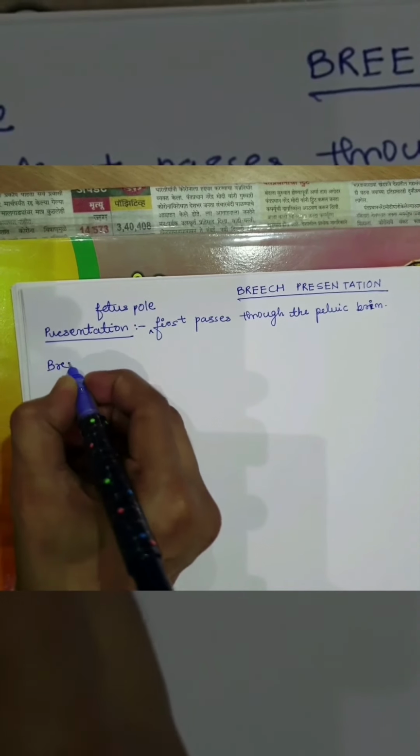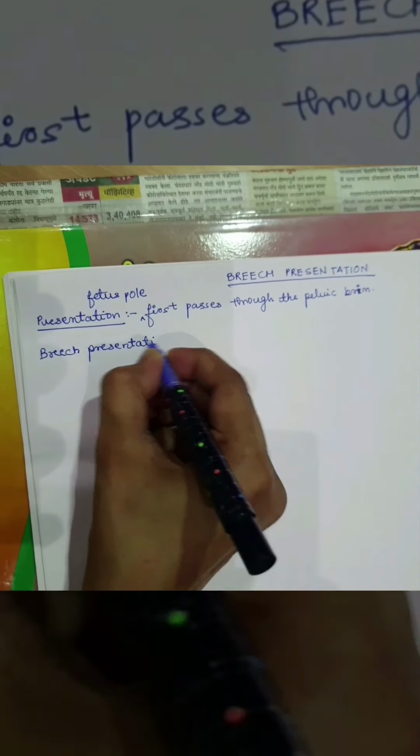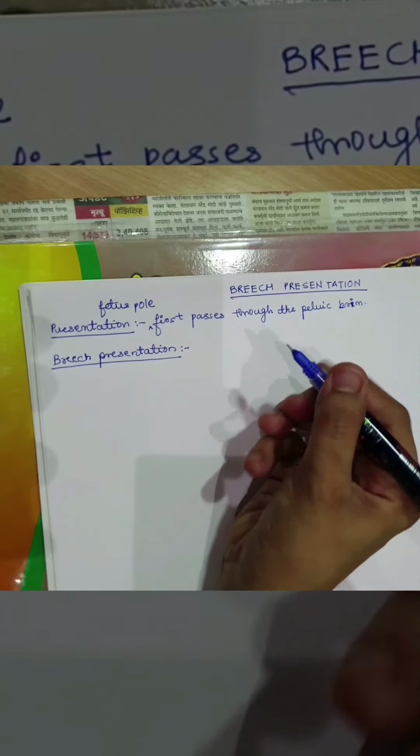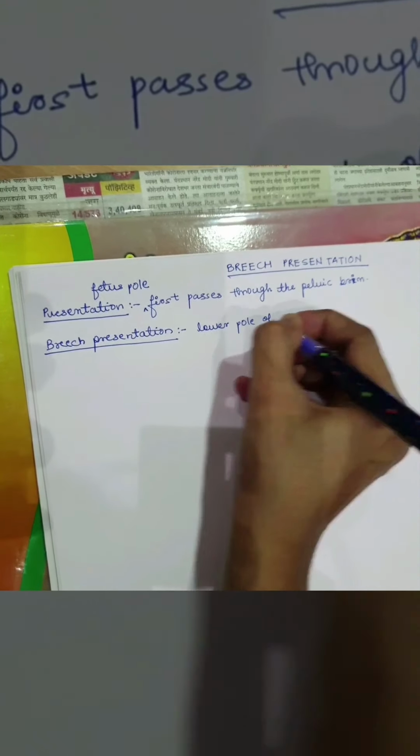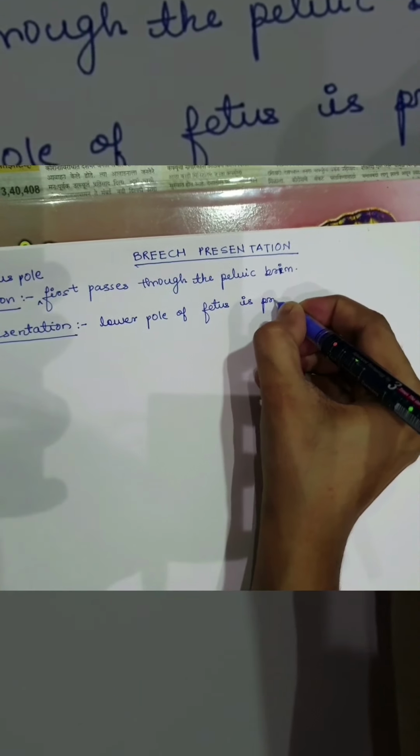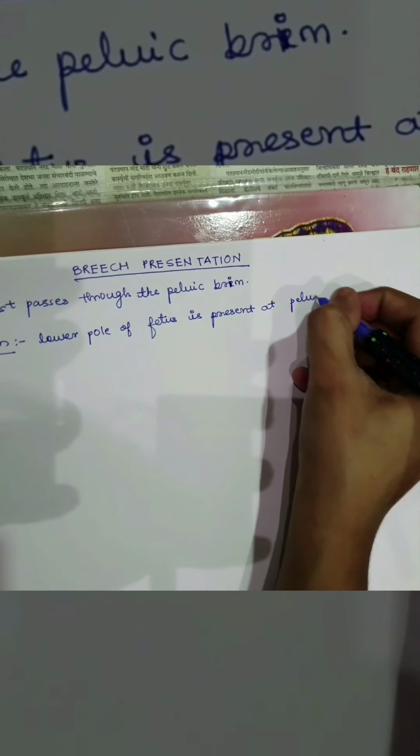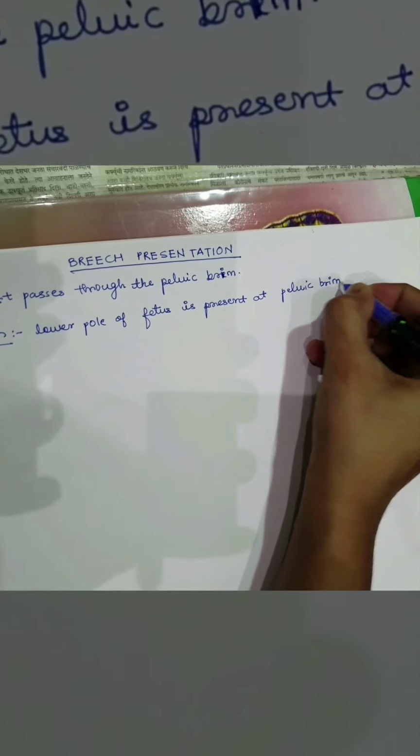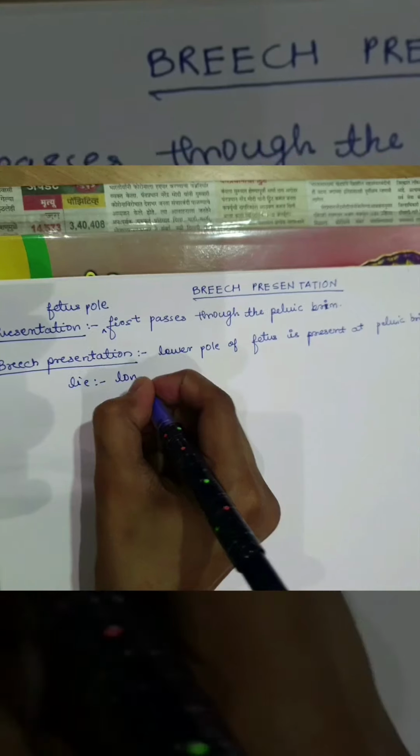So now what is breech presentation? It is the presentation where the lower pole of the fetus is present at the pelvic brim. So what will be the lie? Longitudinal lie.